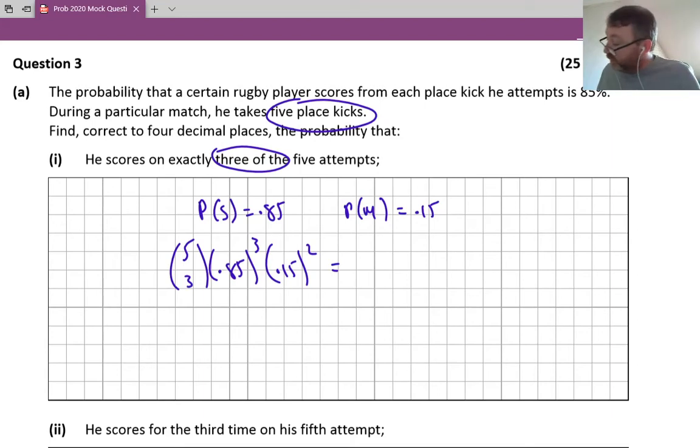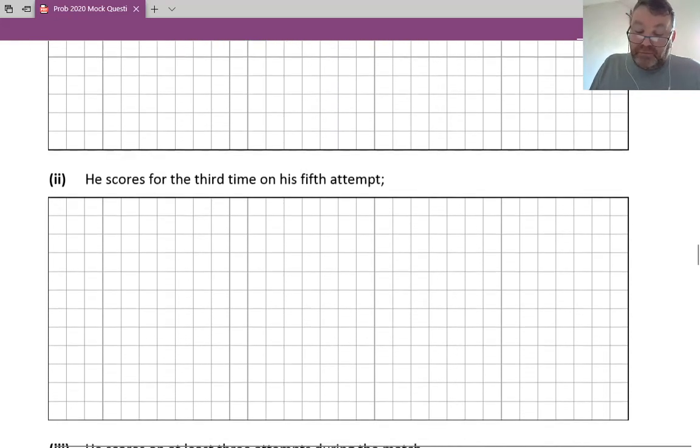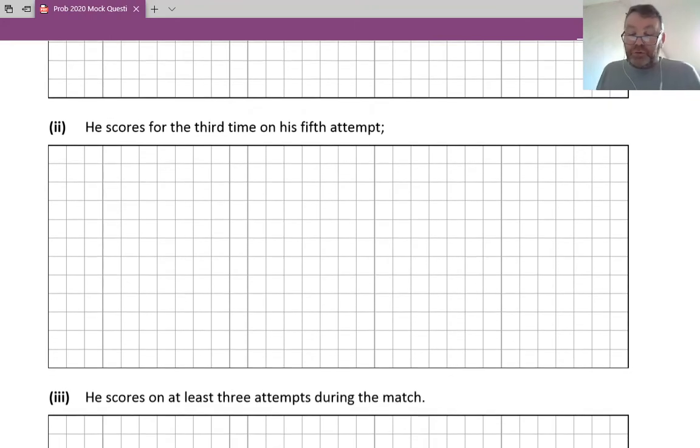And when I work that out, that comes out for me as 0.1382. Now again, you can use your calculator to do that. Just to save you time, I'm not going to do it here now because I have it written out already. So 0.1382. And is that correct to four decimal places? Good. Find the probability that he scores for the third time on his fifth attempt.